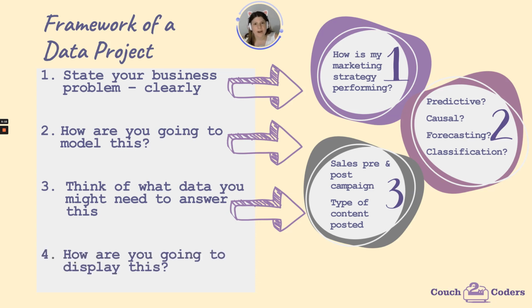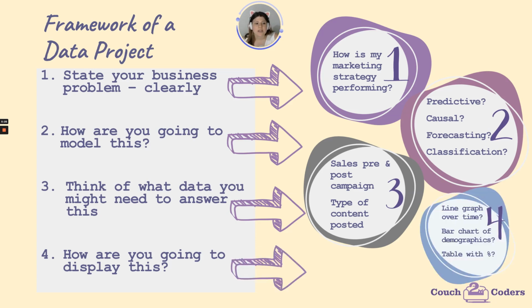And then the last part, this is something that sometimes I have to do parts 1, 2, and 3 before I can get here, but if I can think of it ahead of time, that's always great, is how am I going to display this data? So is this something where I'm going to need a line graph and show something over time? Do I want a bar chart of demographics? Do I want a table looking at percentages? These are the types of things that you want to be noodling on throughout the entirety of your project. So when you get to the end, you're like, okay, this is the type of visualization that I would like to do.